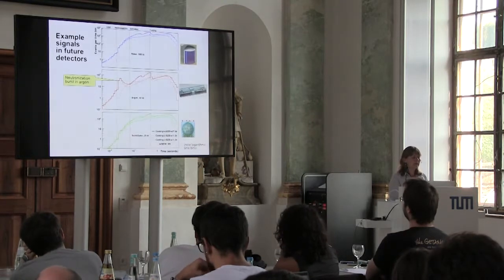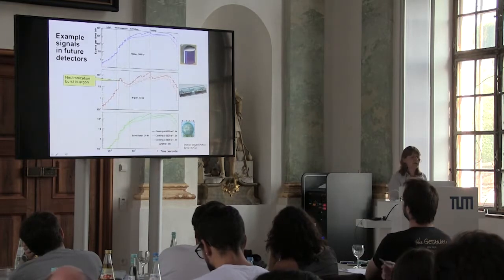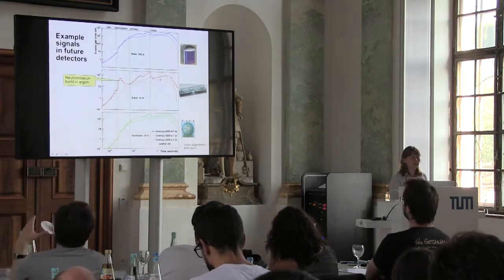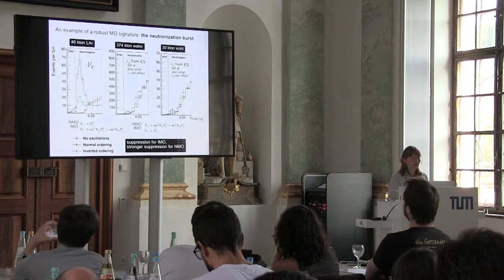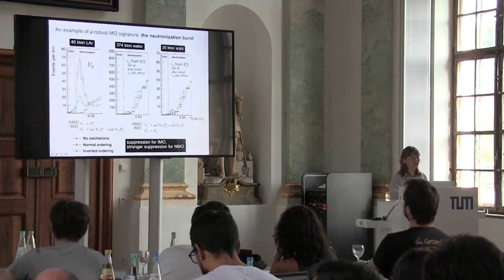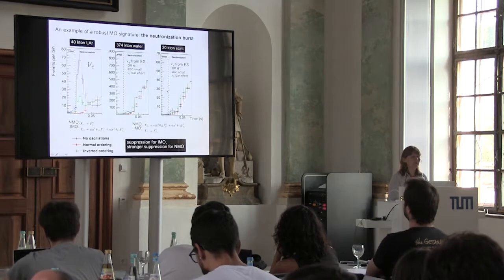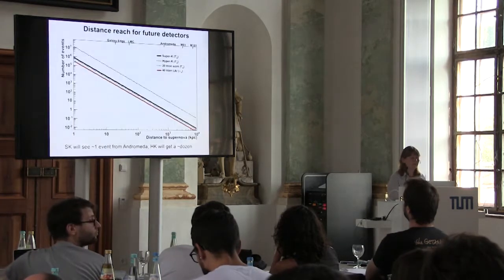And these are example signals in the big detectors in water and argon and scintillator. Here you can see these different lines correspond to different models, and you can see that there's clearly a structure to be measured there. And just to show again the neutronization burst, this is the same signature I showed before in argon. It was very clean. There's also information in the other detectors, especially in the slightly later eras.